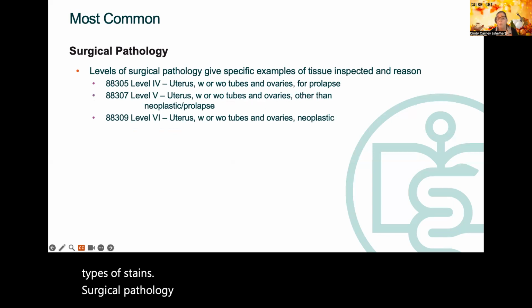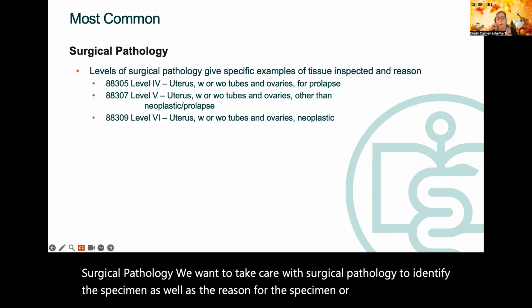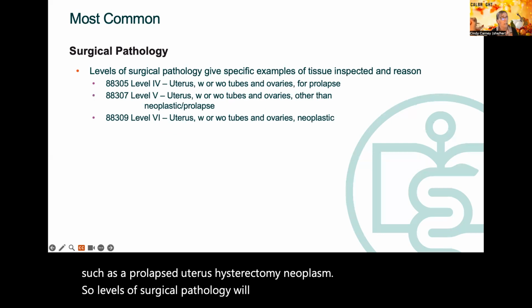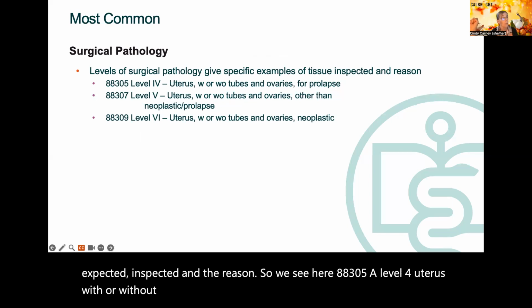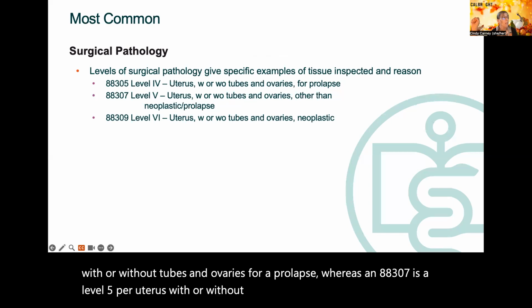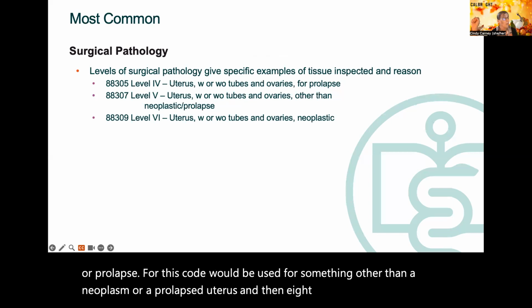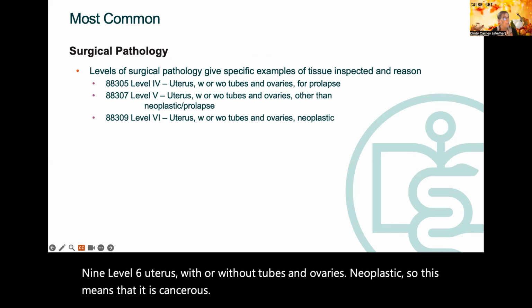We want to take care with surgical pathology to identify the specimen as well as the reason for the specimen or surgery, such as a prolapsed uterus, hysterectomy, neoplasm. So levels of surgical pathology will give specific examples of tissue being inspected, and the reason. So we see here 88305, a level 4, uterus with or without tubes and ovaries for a prolapse. Whereas an 88307 is a level 5 for uterus with or without tubes and ovaries other than neoplastic or prolapse. This code would be used for something other than a neoplasm or a prolapsed uterus. And then 88309, level 6, uterus with or without tubes and ovaries, neoplastic. So this means that it is cancerous. So it's going to be specific.